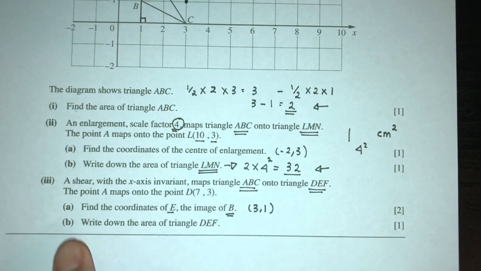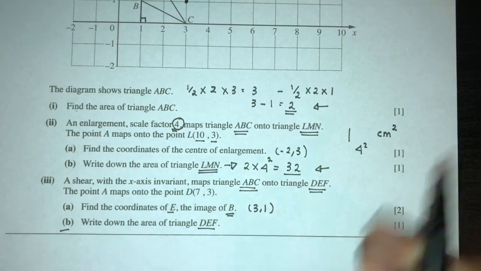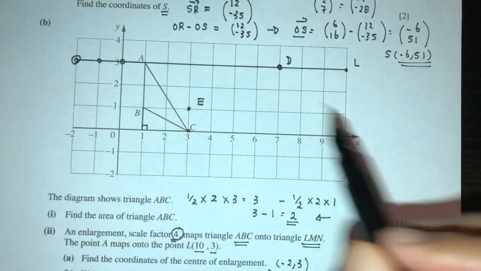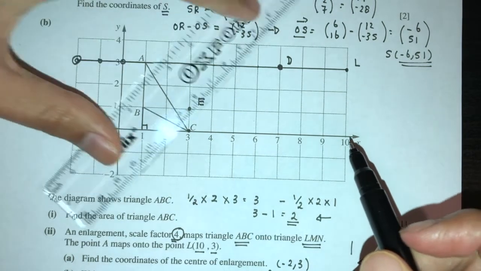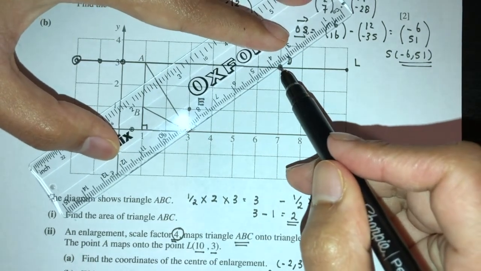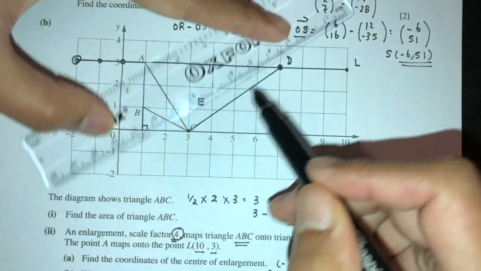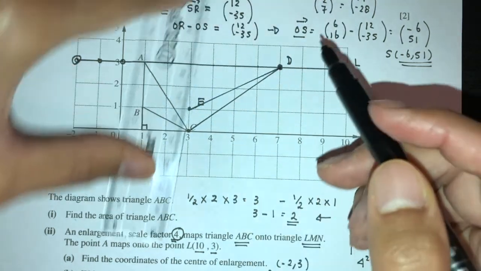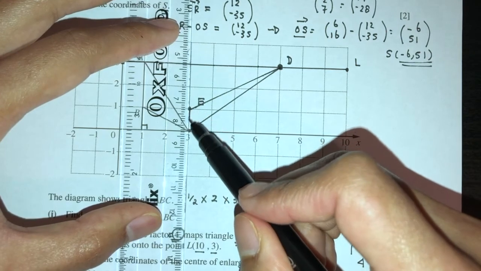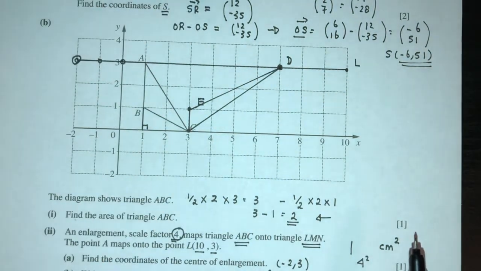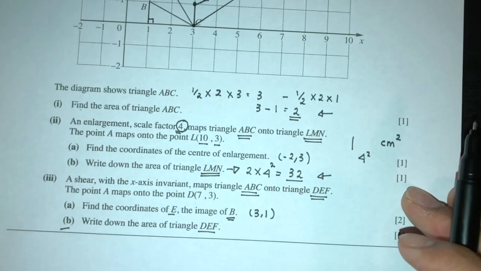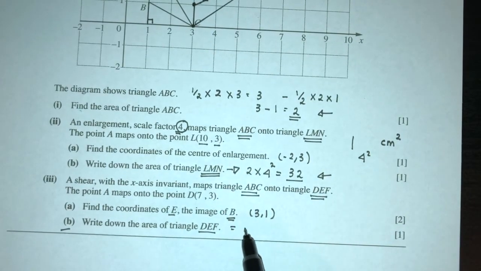Okay, now for part B, we have to write down the area of DEF. So let's find the point F as well. F will be on the same line here. If you don't know, you can draw this. But the main concept is that for shear or for stretch, the area will not change. So my answer will be, because I know that it will not change, the area will remain 2.